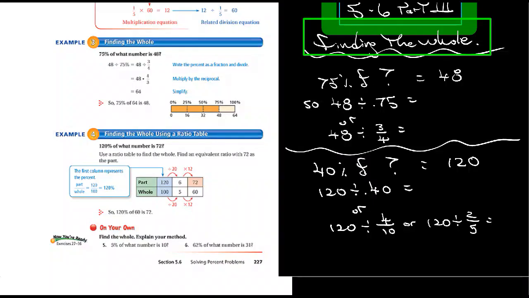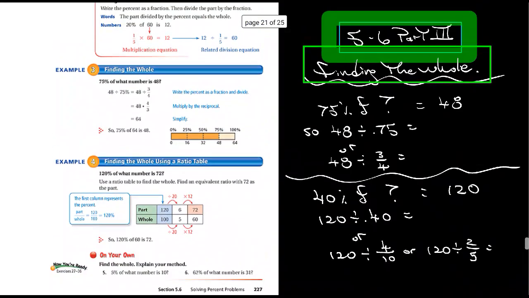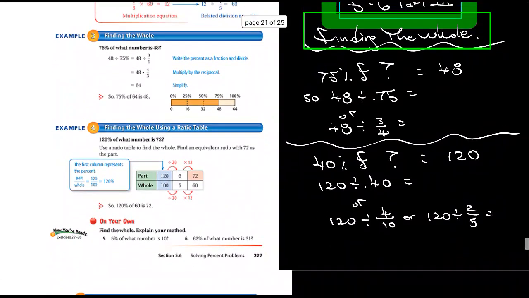So I'm going to call this 5-6 Part 3. And so in the book, they call it Finding the Whole. And so they give you example 3 and 4, and you can look at those, and it may make more sense to you.